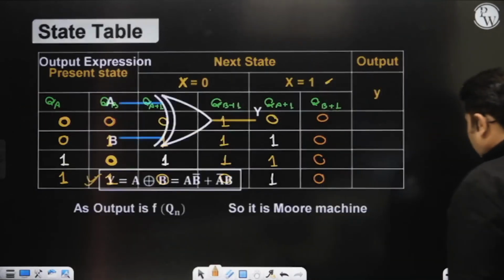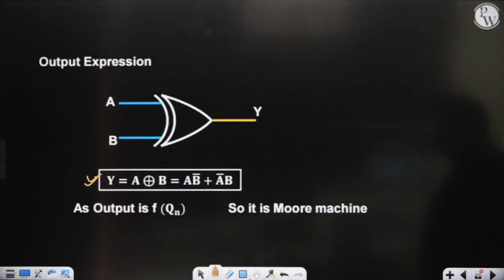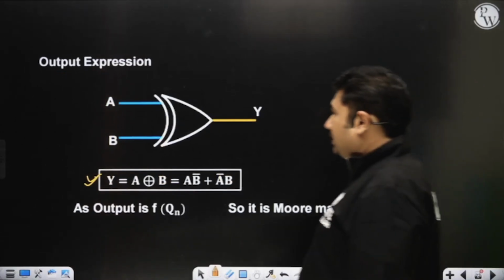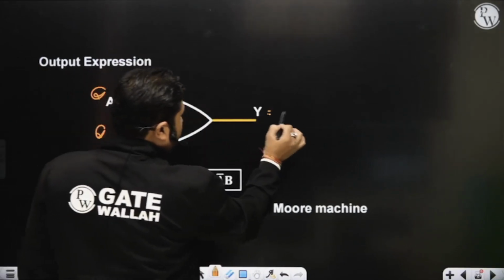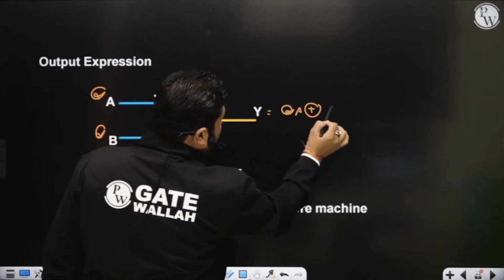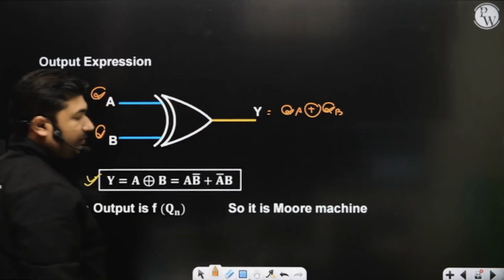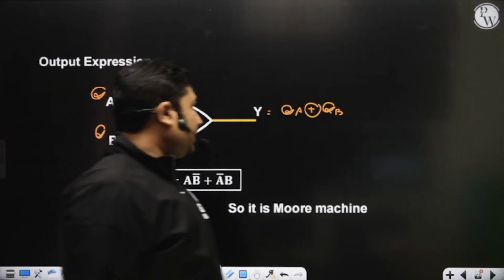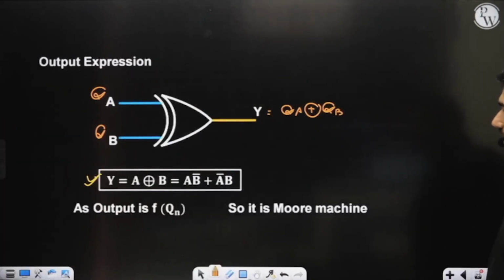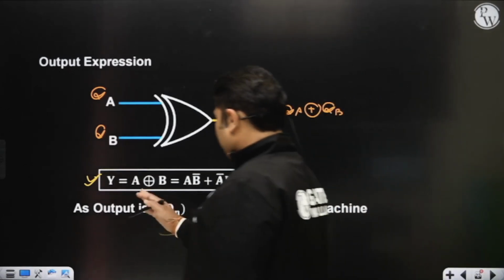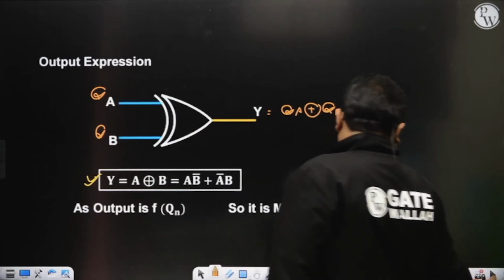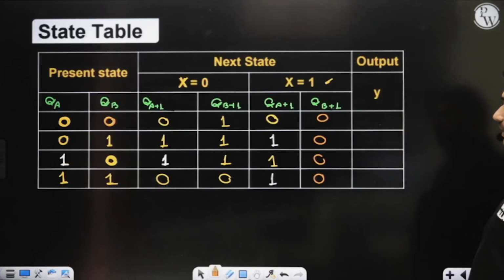Come to the output Y. What happens to output Y? This is your QA XOR QB. I have represented it in terms of QA and QB, where QA is A and QB is B. So, there is no issue.